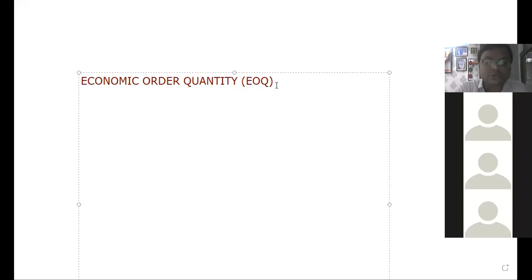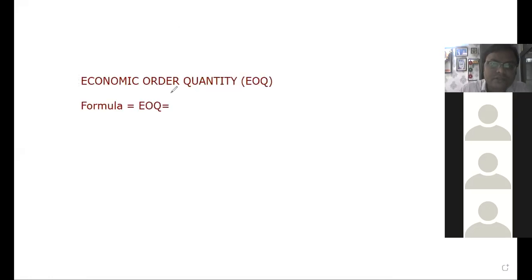Now, calculation of this quantity, how do you find out? By way of formula. So formula for how to calculate EOQ, that is economic order quantity. What is the formula? So just draw this thing. That is nothing but root of 2AO upon C. Okay. Now what is the 2AO upon C?